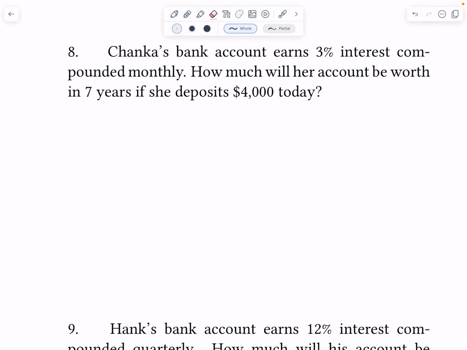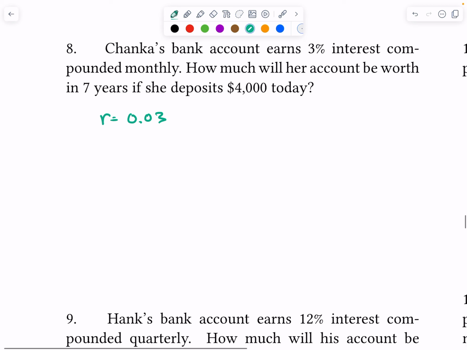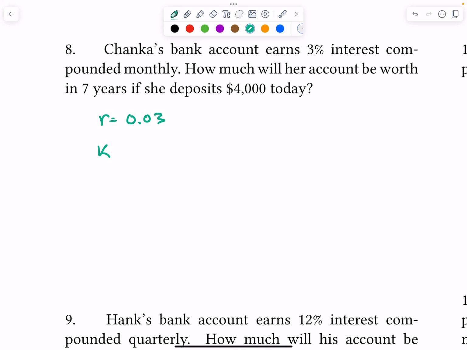Okay, so we have a bank account with 3% interest compounded monthly. Let's write down the information that we know here. The rate is 0.03. K, I don't know if that's the letter that we used, but I'll write the formula down so that we can get this right. This is the number of compounding periods per year. Number of years is 7. And the original deposit, the present value, if you will, is $4,000.